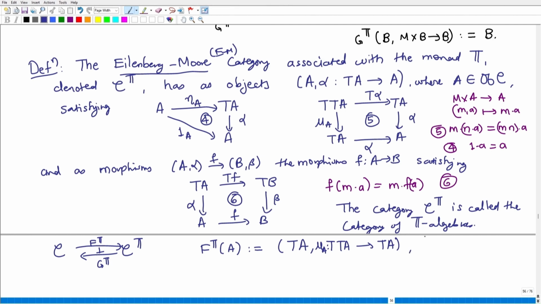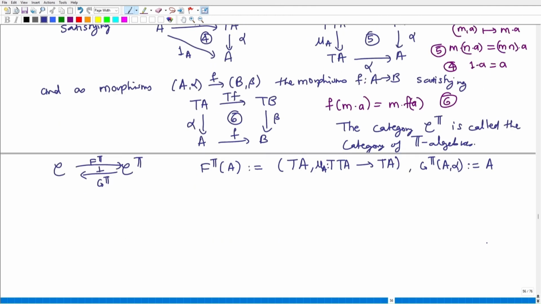And on the other hand, what will I do? If I have GT acting on A alpha, then I will forget about the algebra part and I will remember the underlying object. So GT of A alpha is A. Okay. We still have to check something. So FT of A is a T-algebra thanks to diagrams 1 and 3.